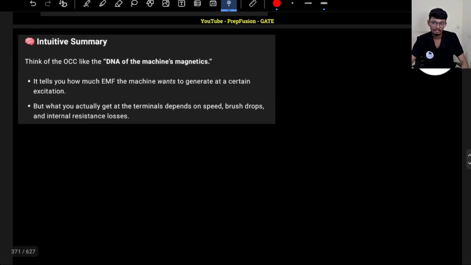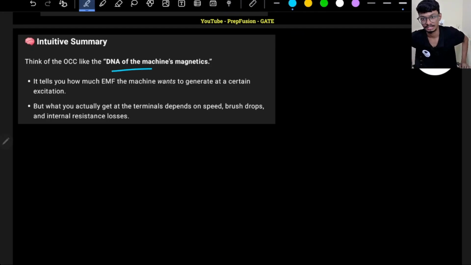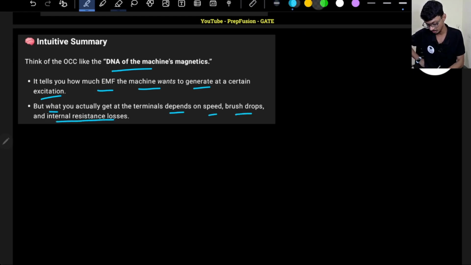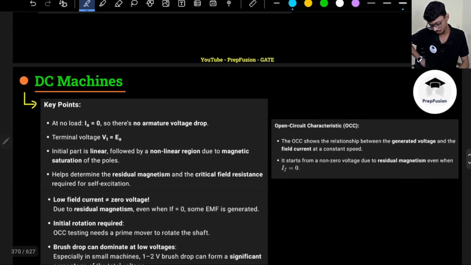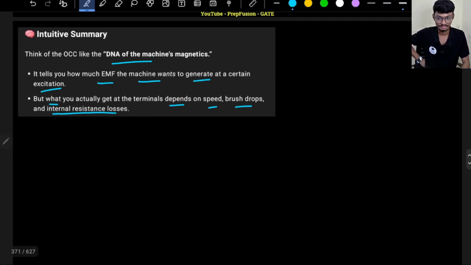One more thing, this open circuit characteristic is just like the DNA of a machine's magnetic behavior. It is a very important characteristic, and understanding this conceptually is very important to understand how the machine will behave. It tells you how much EMF the machine wants to generate at a certain excitation. But what you actually get at the terminals depends on speed, brush drops, and internal resistance losses. So understanding the open circuit characteristics is very important.